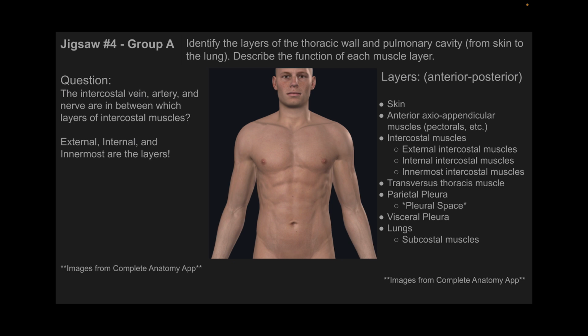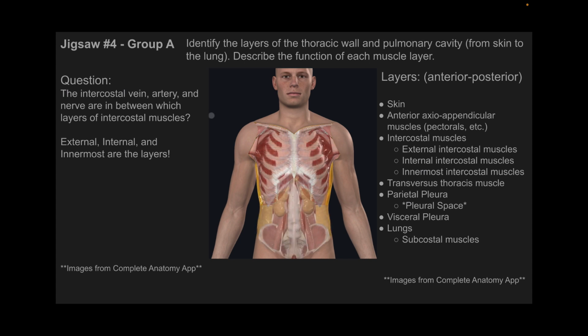First, you can see the skin covering the thorax. The skin is a sensory organ that forms the body's outer protective covering/container. Next, we see the anterior axio-appendicular muscles, specifically pectoralis major, whose function is to flex, adduct, and medially rotate the arm. Then we see the intercostal muscles, starting with the external intercostal muscles.